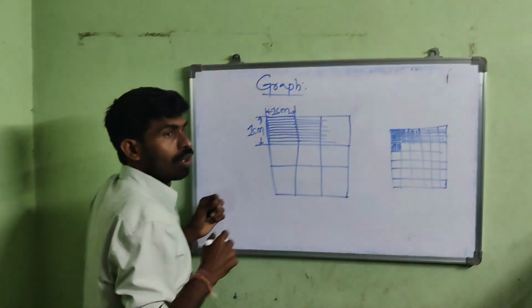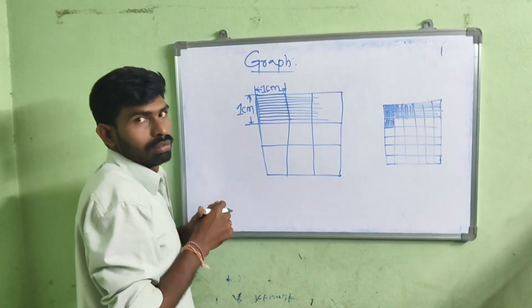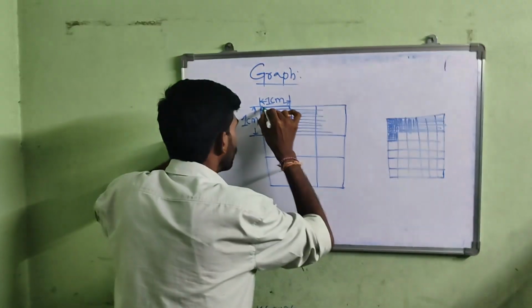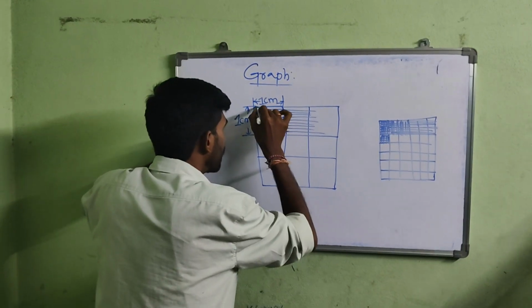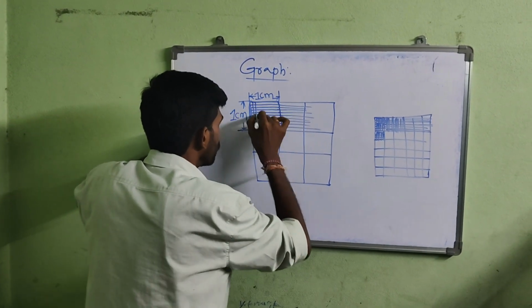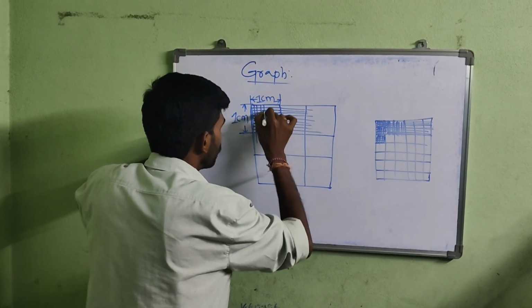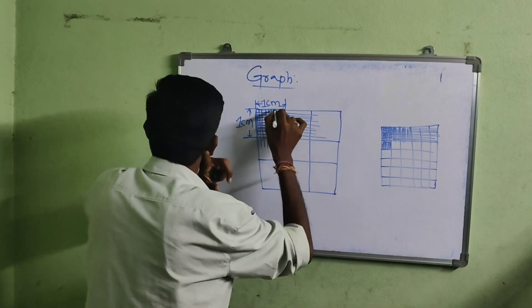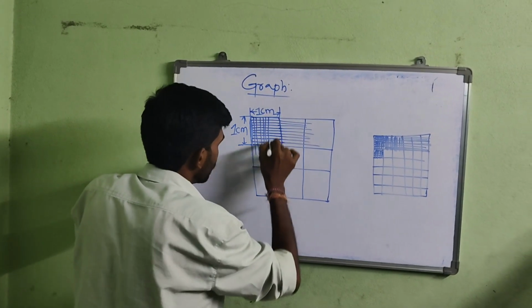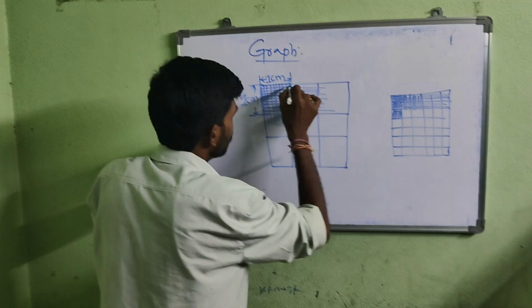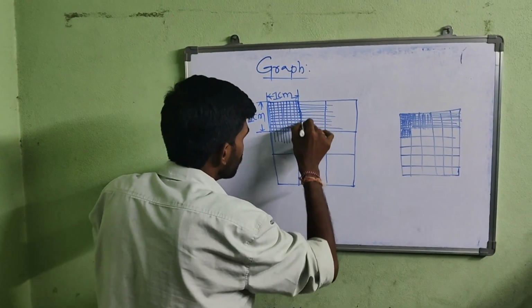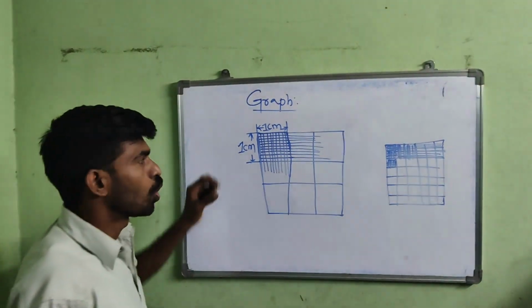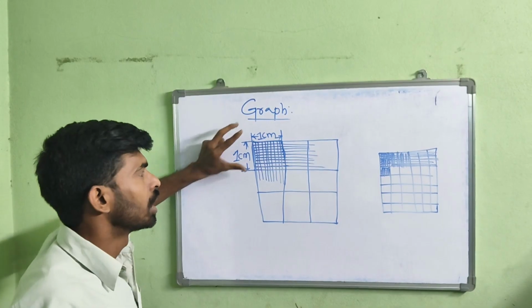Now, in the vertical direction, same like that, 10 divisions are there. 1, 2, 3, 4, 5, 6, 7, 8, 9, and this last one is the 10. Total 10 divisions are divided.